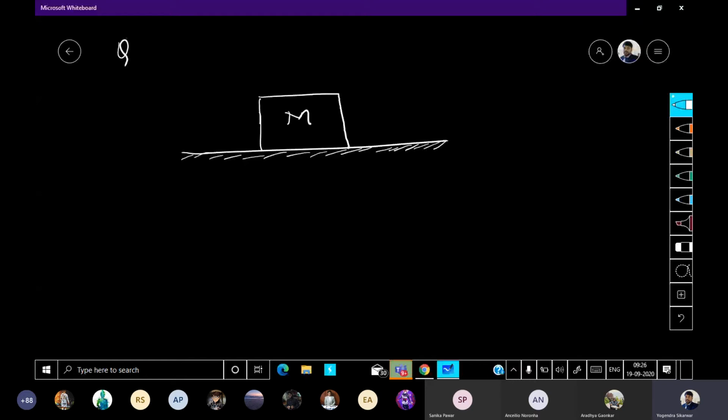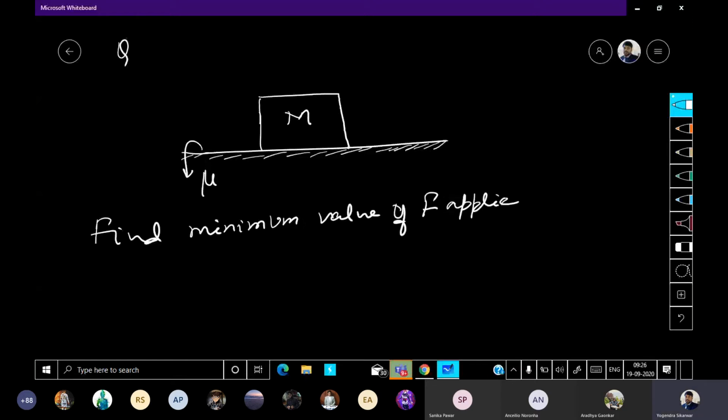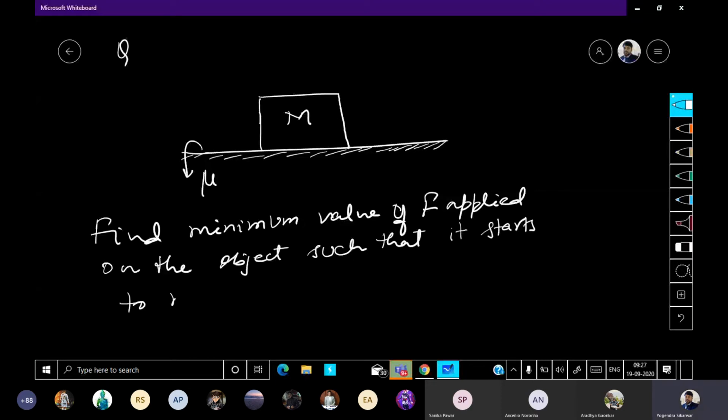This is mu. So the question is, find the minimum value of F applied on the object such that it starts to move. Okay, please find everyone.